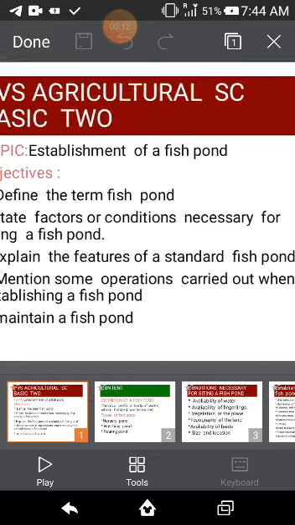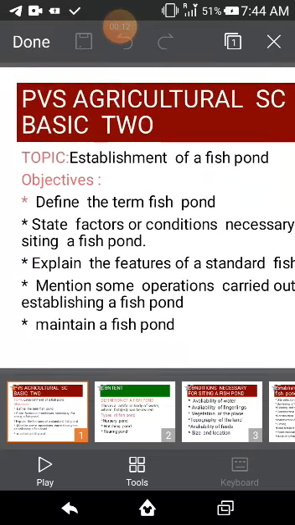At the end of the lesson, you are all expected to be able to: 1. Define fish pond. 2. State factors or conditions necessary for establishing a fish pond. 3. Explain the features of a standard fish pond. 4. Mention some operations that are carried out in a fish pond and also how to maintain a fish pond.